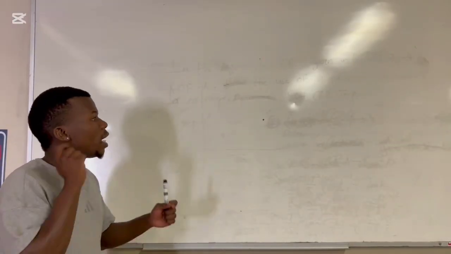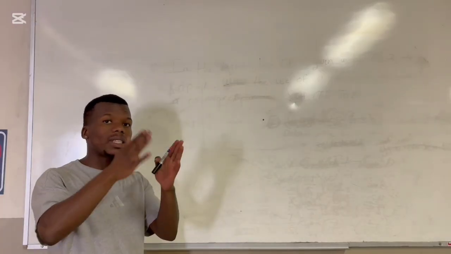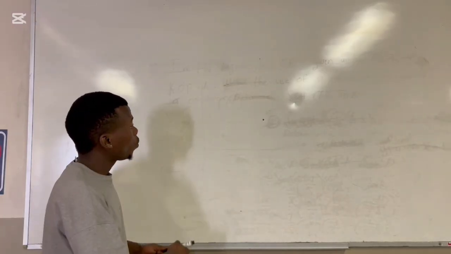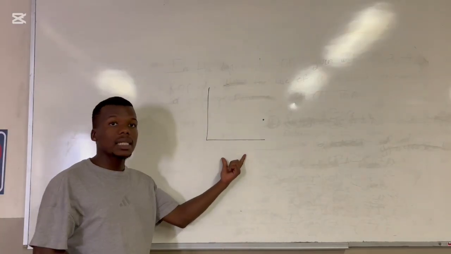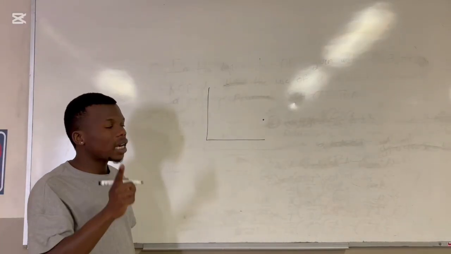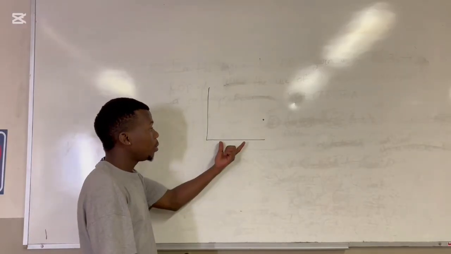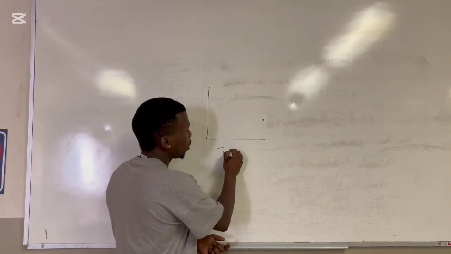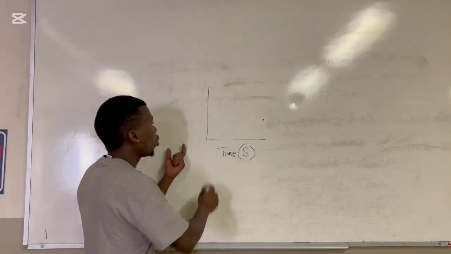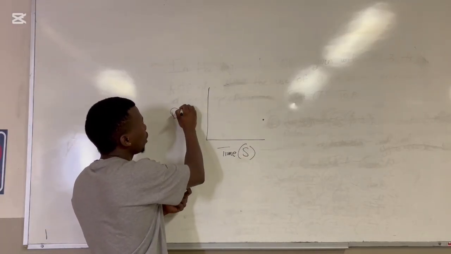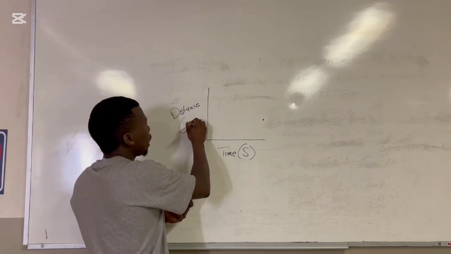Hi guys, now let's check something. I'm going to draw a graph of distance versus time. Remember, on the x-axis I will have the x value, or the independent variable, to be time. This will be time measured in seconds. And then on the y-axis, I will have distance measured in meters.